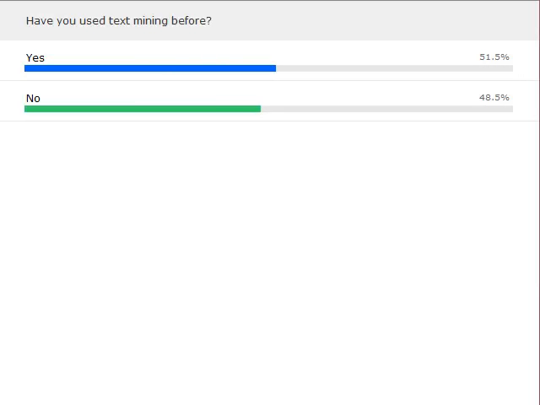Well, I'm a little surprised, David. I mean, text mining, I wouldn't think it was as well adopted as it appears to be by our group today. We've got almost 52% of our people who are familiar with it. Is that a surprise to you?